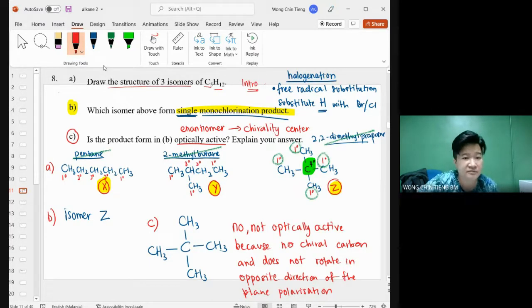Anyone? Ada yang optically active? Tak ada, semua tak ada. Okay, tak ada satu pun optically active. Makes sense? Remember, I told you the Introduction of Organic Chemistry, they won't come out in the exam as 1 chapter. Betul? Dia takkan keluar sebagai 1 chapter. Tapi dia boleh keluar kat semua chapter. Okay? Example. Alright. So, next question.